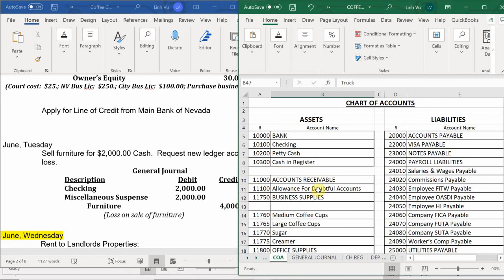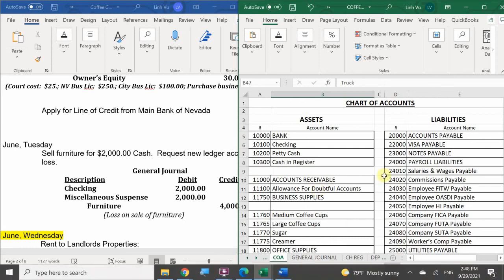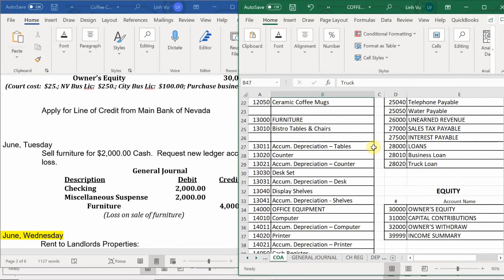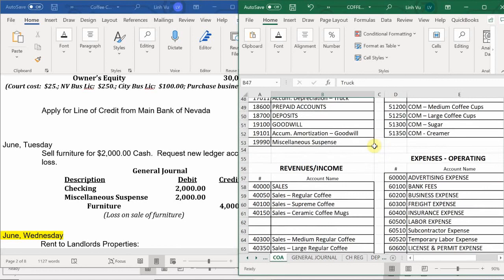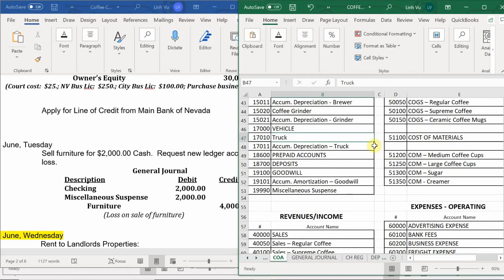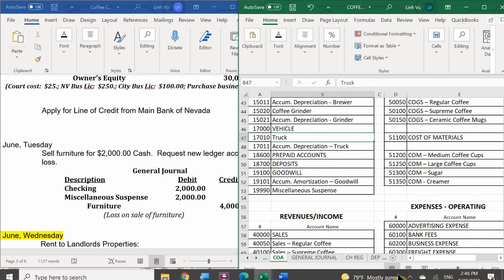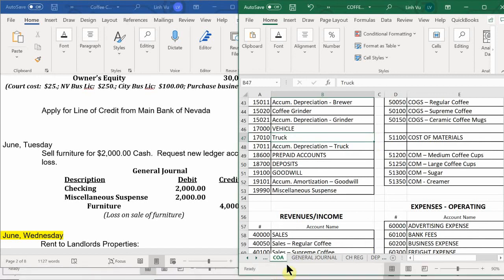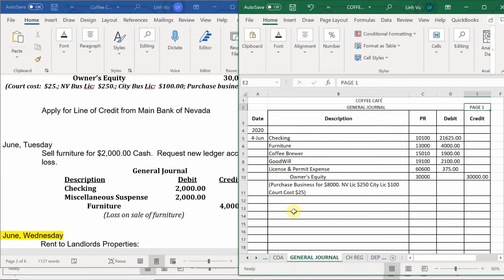Now, I also sold my furniture. Therefore, I need to decrease my furniture account. And we know we have a furniture account. But do I have a miscellaneous expense account? Yes, in assets. In this case, I'm just placing it there for now. It's a temporary placeholder. What account number is that? 19,990. Okay, so let's go ahead and do our journal once again.